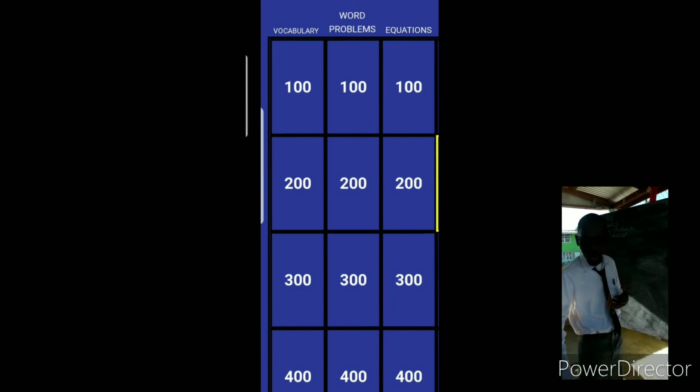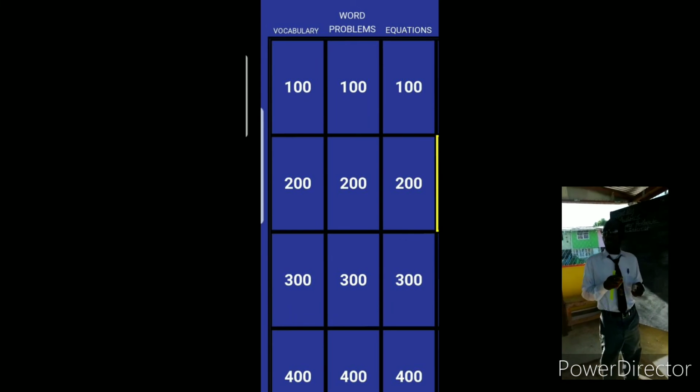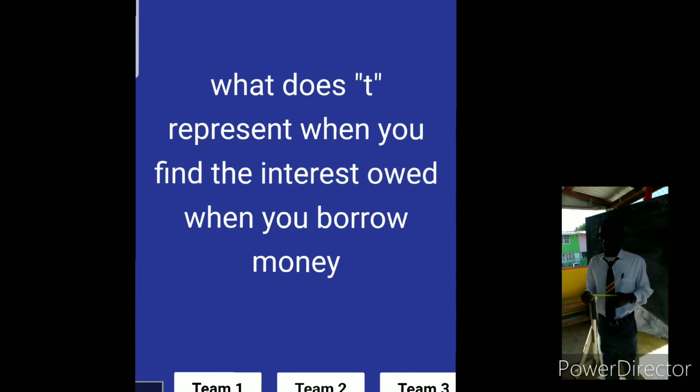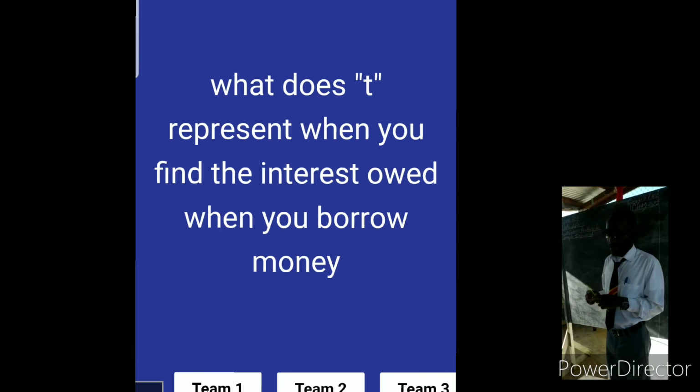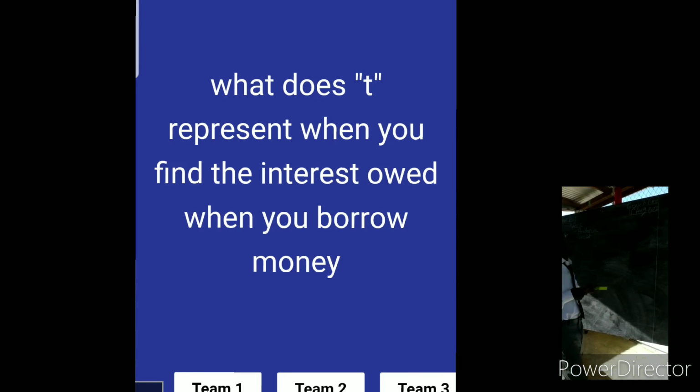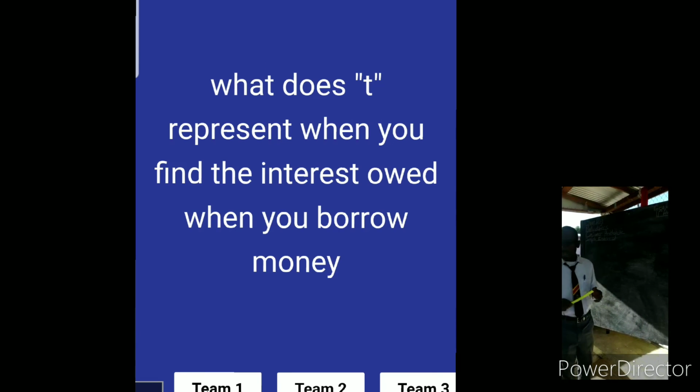you will remain in the groups that Miss Arita has placed you in, and we'll do a game of Jeopardy. This is how the game goes. You will choose a category, either word problem, equation, or vocabulary. You'll choose the amount you want, and the question pops up. You answer. If it's correct, we tell you. So, group 1, vocabulary 100. Good. Vocabulary 100 states, what does the T represent when interest is owed on the money borrowed? Well done, group 1. The T represents the time.